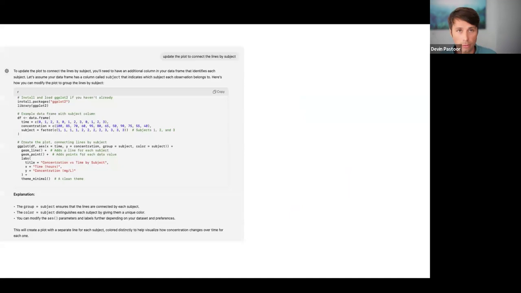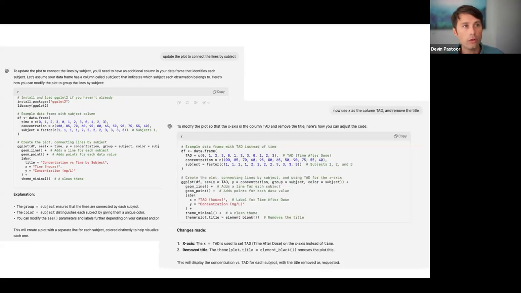And so, for example, with our previous plot question, we might then say, well, let's update the plot to connect the lines by subject. Or now use an explicit column name for the x-axis, TAD, and remove the title. So we take advantage of these prior interactions. But this is not actually the LLM itself, at least by itself. It's also additional engineering work built on top of the LLM that's doing things like connecting that chat history over multiple question and answer cycles.